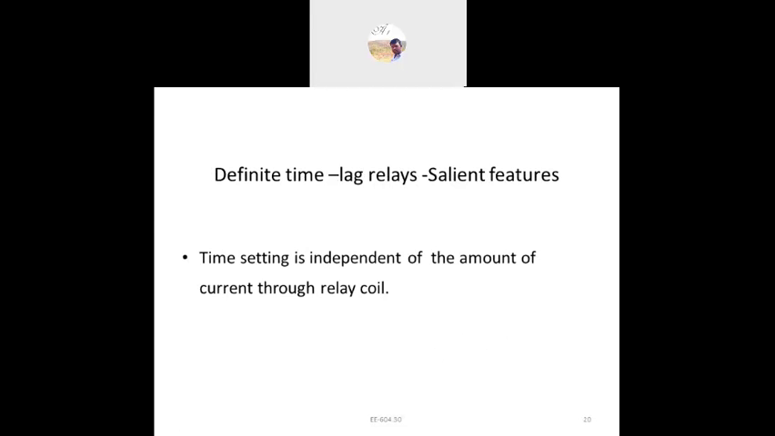With the salient features, you can see the time setting is independent of the amount of current. Here it is a definite time relay having a time setting multiplier. Based upon the current, we can set the time for different amperes.